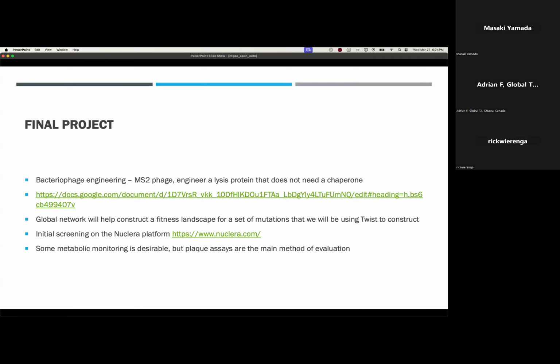And so one of the requirements for the folks in the course that put in an application for a robot this year is that they support the final project, which is being led by a postdoc in George Church's lab on bacteriophage engineering, taking the MS2 phage and engineering the lysis protein. One of the things that's very interesting about MS2 is it's a very, very small genome, 4 genes, about 3,600 base pairs.